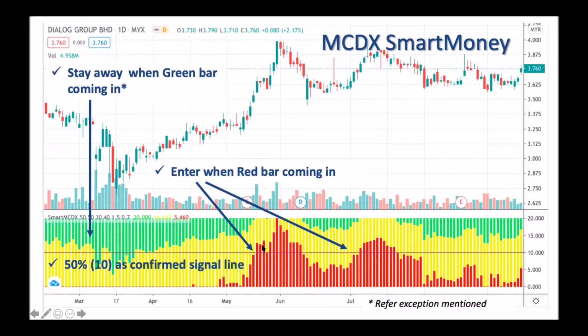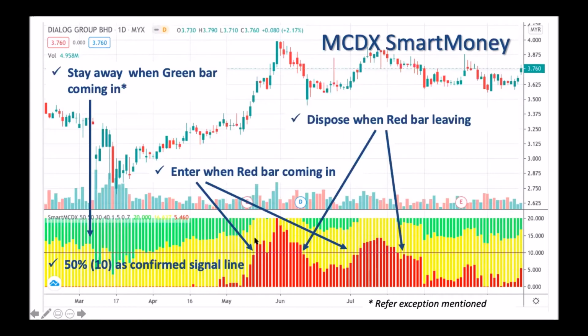Come to this, this is very good. Going up, going down here, must chow already. So dispose when the red bar is leaving. The yellow one we tend to just ignore.